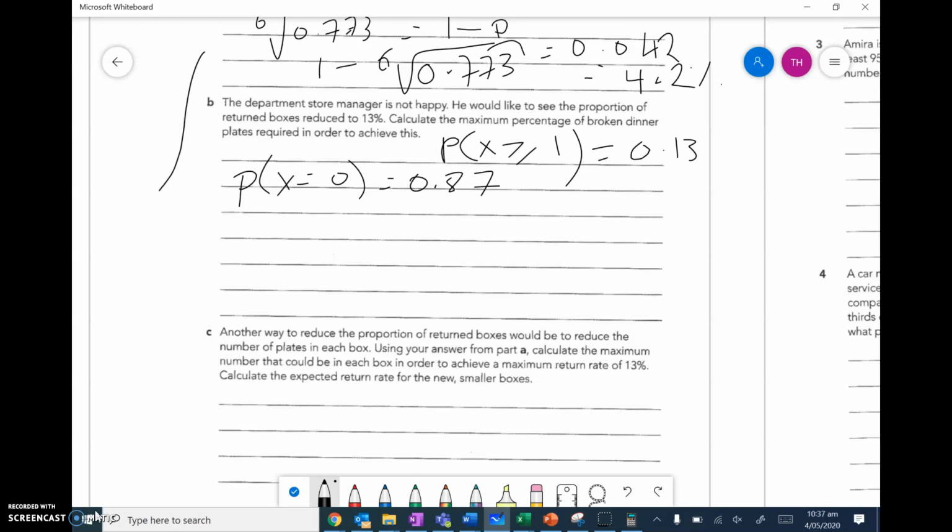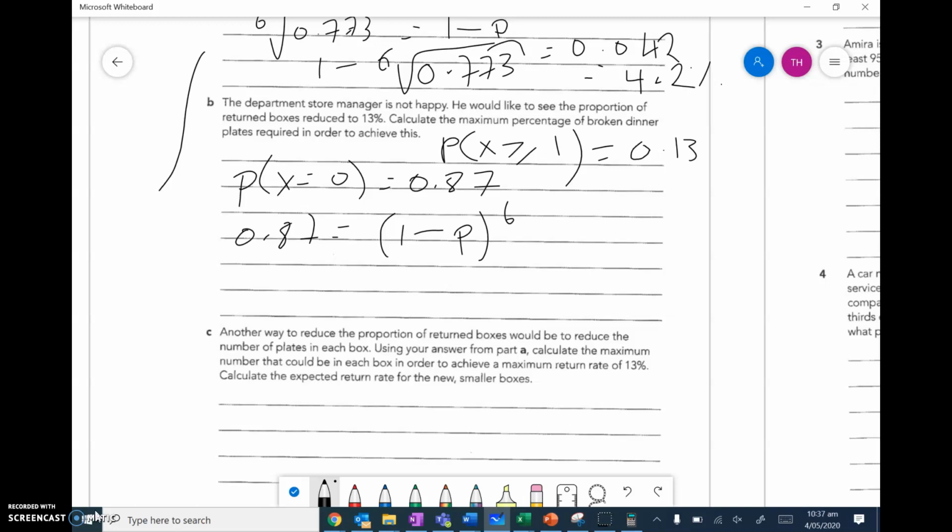Now it's just the same steps. It's still the same question, so I still have 6 in my box. So I have 0.87 equals 1 minus p to the power of 6, because that's my equation.